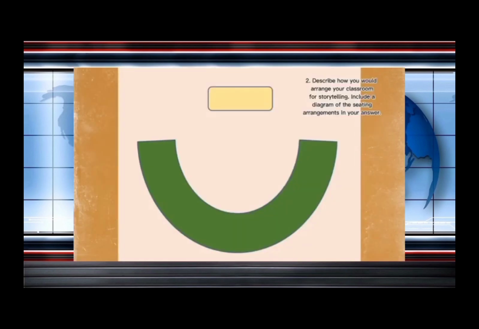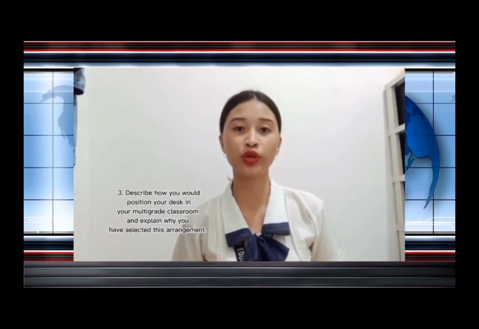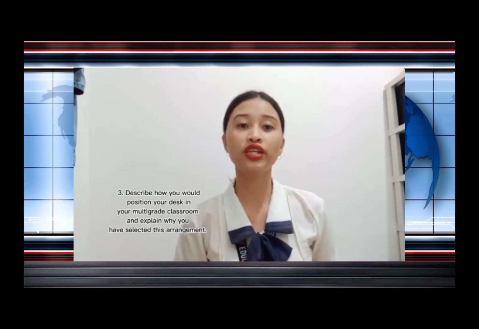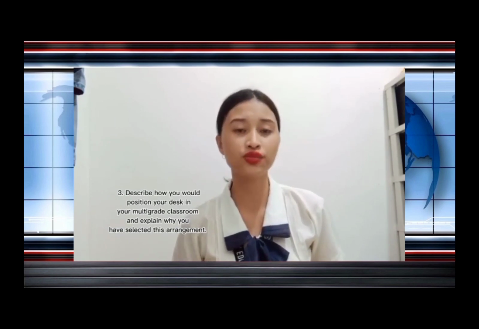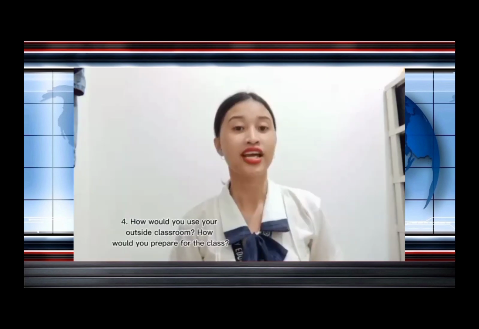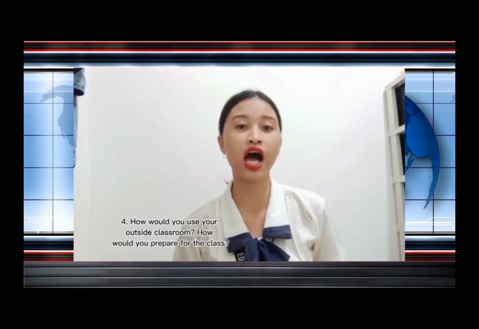For storytelling, my classroom setup would be the teacher's chair in front of the class and the children's chairs in a U form. My desk's position will be placed at the side of the chalkboard, facing the front, so that when the teacher writes something on the board, the students can easily see and understand what is written. The outside classroom would be used when there is an activity that needs to be conducted outdoors.